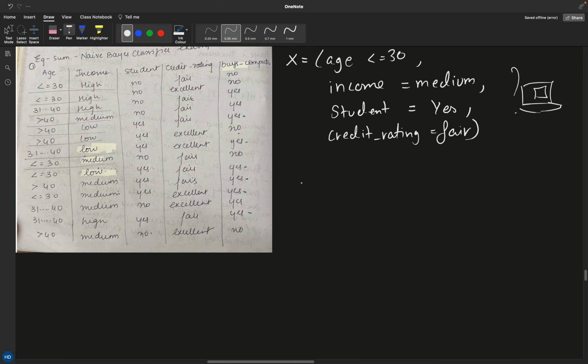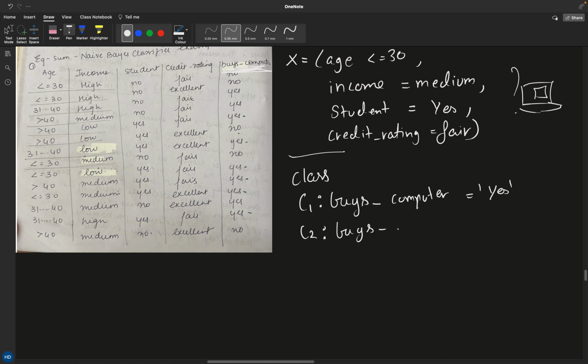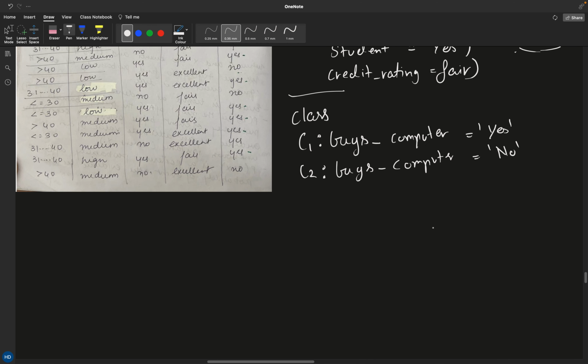So first we figure out the class. This is the problem statement, so this is how we solve. What is the class? Basically we have C1 and C2. C1 is buys_computer, which is given, with the first option being yes. C2 is buys_computer with the second option being no. These are the only 2 possible targets.